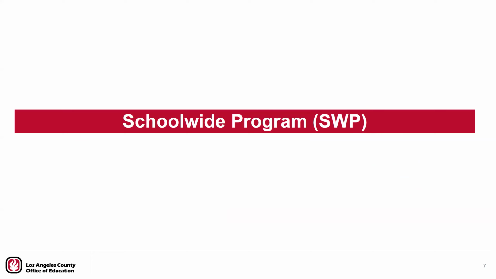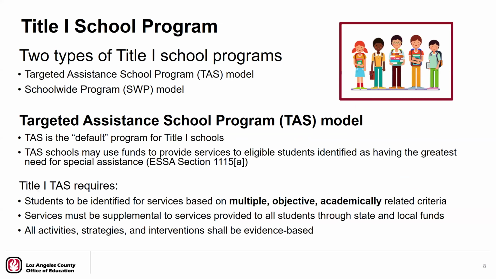So let's get started. A school-wide program is a comprehensive program intended to improve outcomes for all students in a Title I Part A school. But just to ground us in the Title I program, there are two types of Title I school programs. There is the Targeted Assistance School Program model and the school-wide program model.